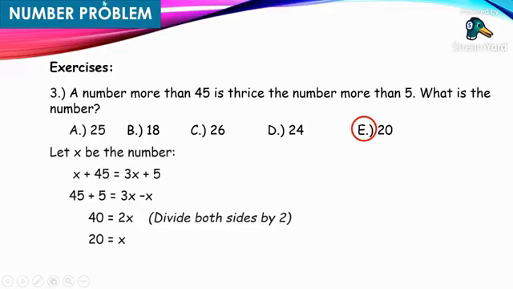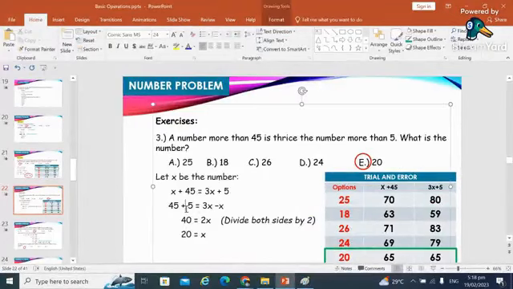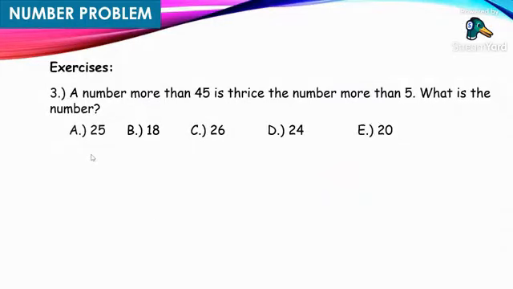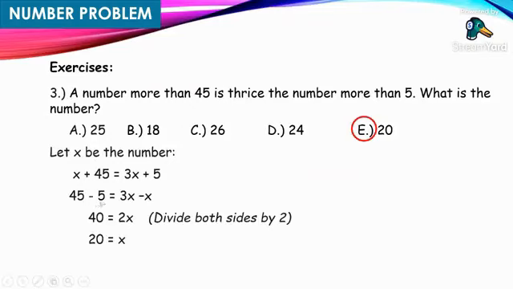So 45, lipat natin si 5. This should be minus. I'm so sorry. So that is 45 minus 5 is equal to 3x minus x. So 40 is equal to 2x. Then we're going to divide both sides by 2. So this becomes x. Then 40 divided by 2 is 20.